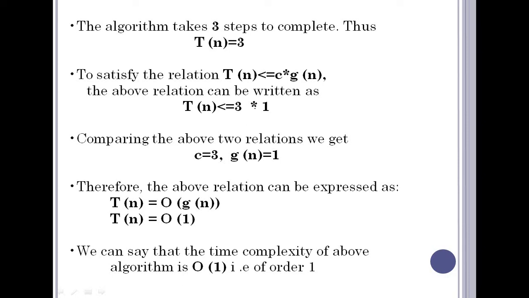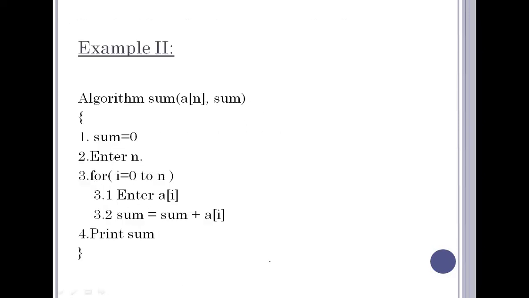So I will say 3 multiplied by 1. My c is 3 and my 1 is my g of n. So c multiplied by g of n is always greater, for n greater than 4. In this way you have to find the c and the n0, and find the g of n, and you can represent the time complexity of an algorithm in terms of big O. So here we can say that the time complexity of the above algorithm is in order of 1.